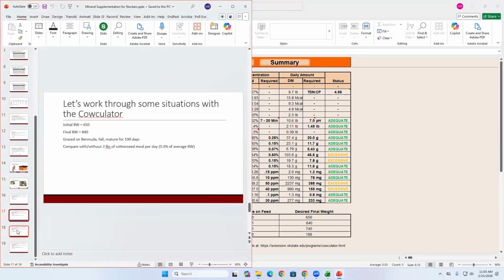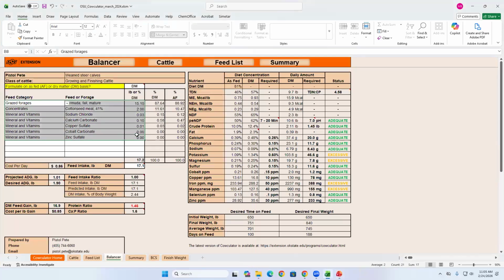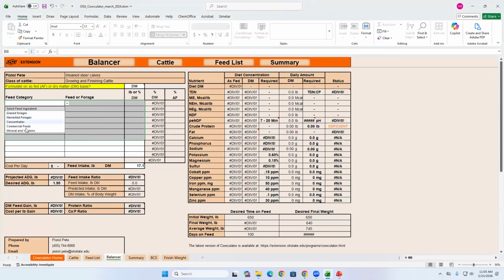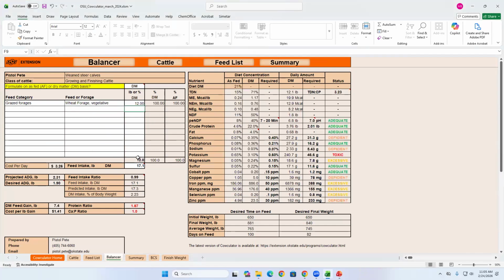All right, let's skip this one and let's go to our wheat pasture one. So grazed forages, wheat. Predicted to eat 17.3 pounds. So with forage only, this animal is projected to gain 2.35 pounds a day.